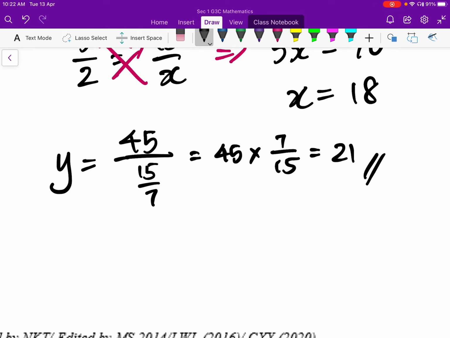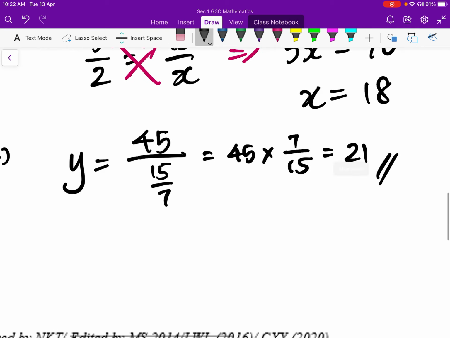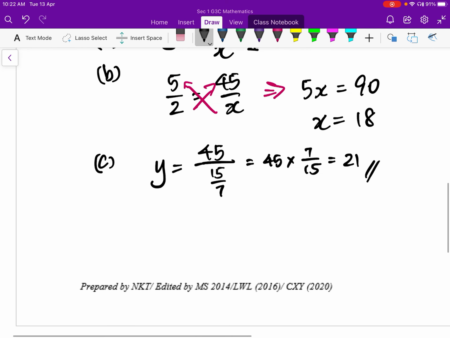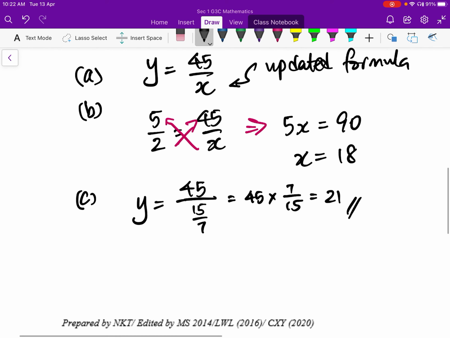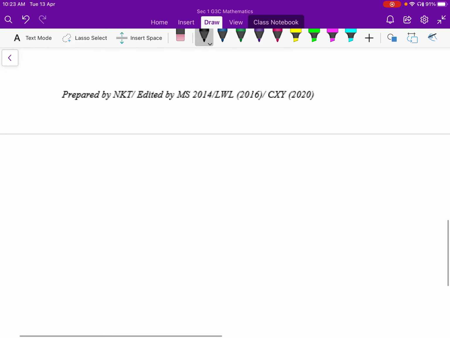Okay? Any questions? Inversely proportional. If there are no questions, we proceed with the next question. Who needs more time for this? Ning Huan, do you need more time? Okay, next page.